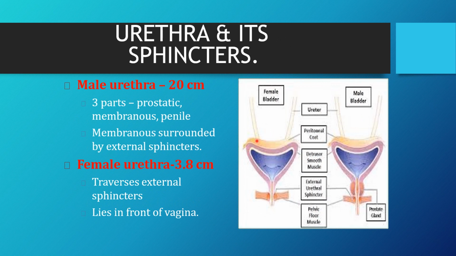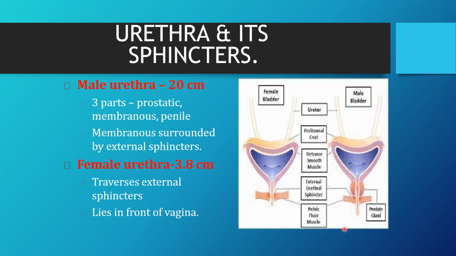Coming to the urethra and its sphincters, the male urethra is 20 centimeters long, and it has three parts: prostatic, membranous and penile. The membranous part is surrounded by the external sphincter. Here you can see the internal sphincter at the neck area, then the prostatic part, then the membranous part, and the remaining part is the penile urethra.